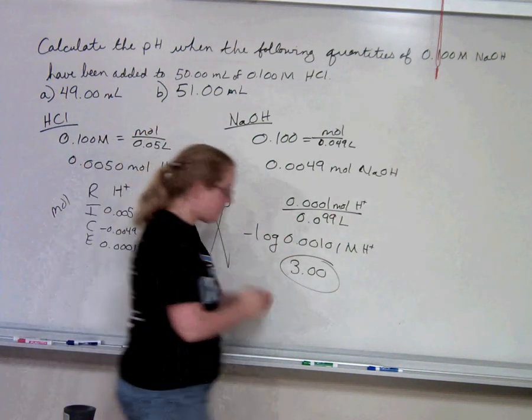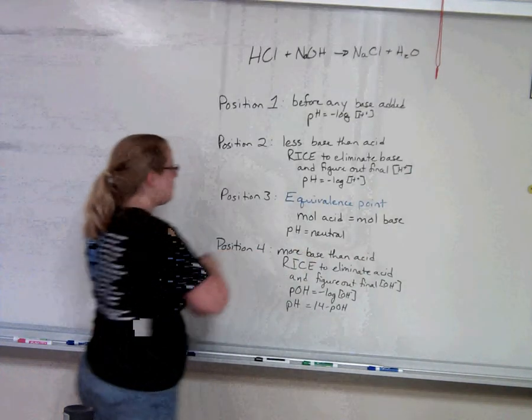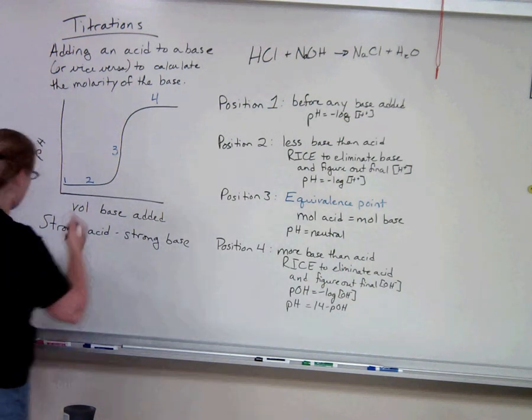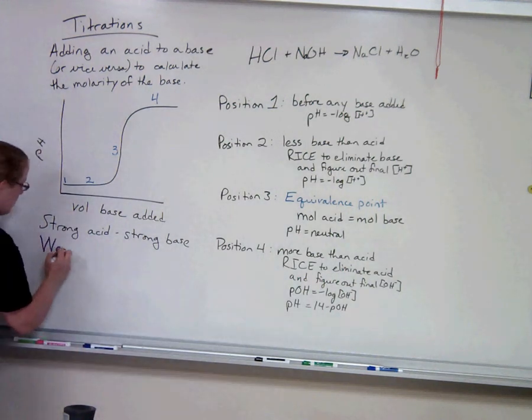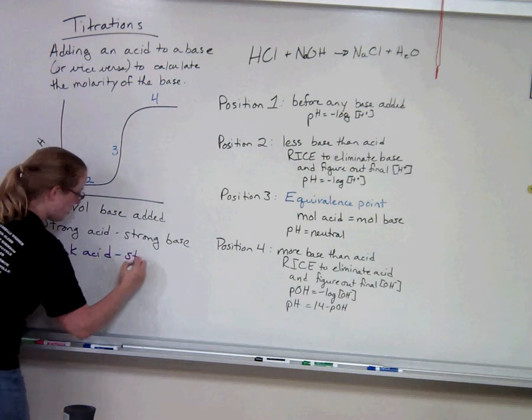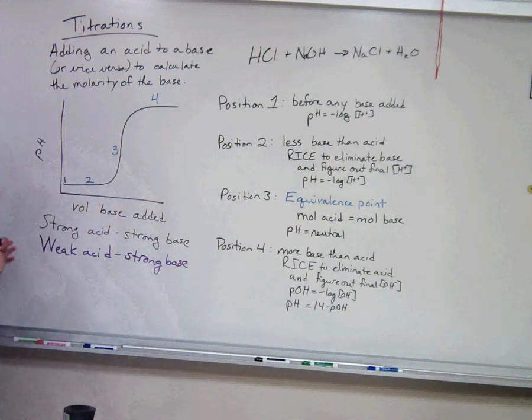Now let's say that we're doing a weak acid titration. So now I'm going to write purple. Everything in purple is going to be for weak acid. We are still going to use a strong base. You never do weak and weak. That would take forever. Okay, so we're doing a weak acid, strong base.